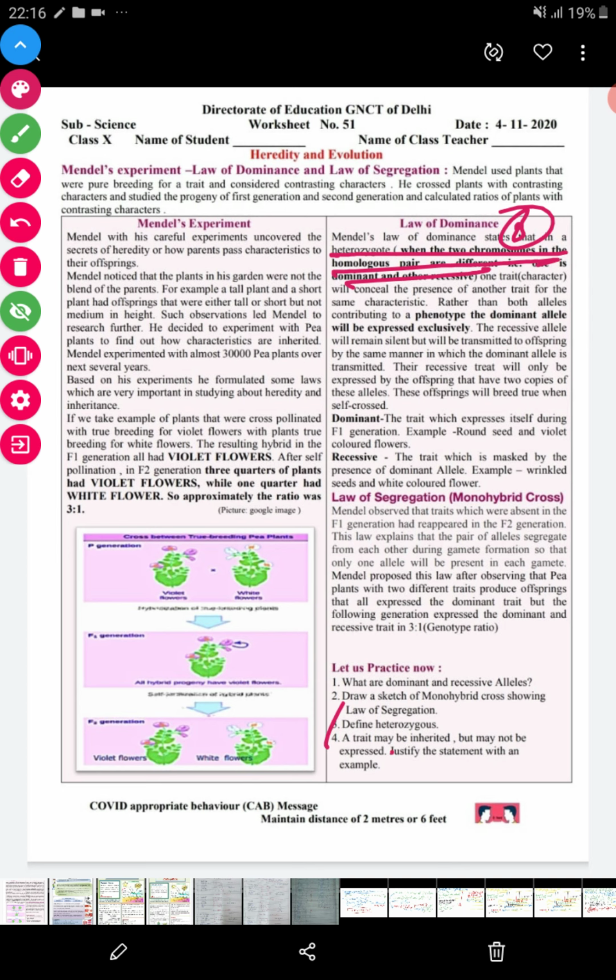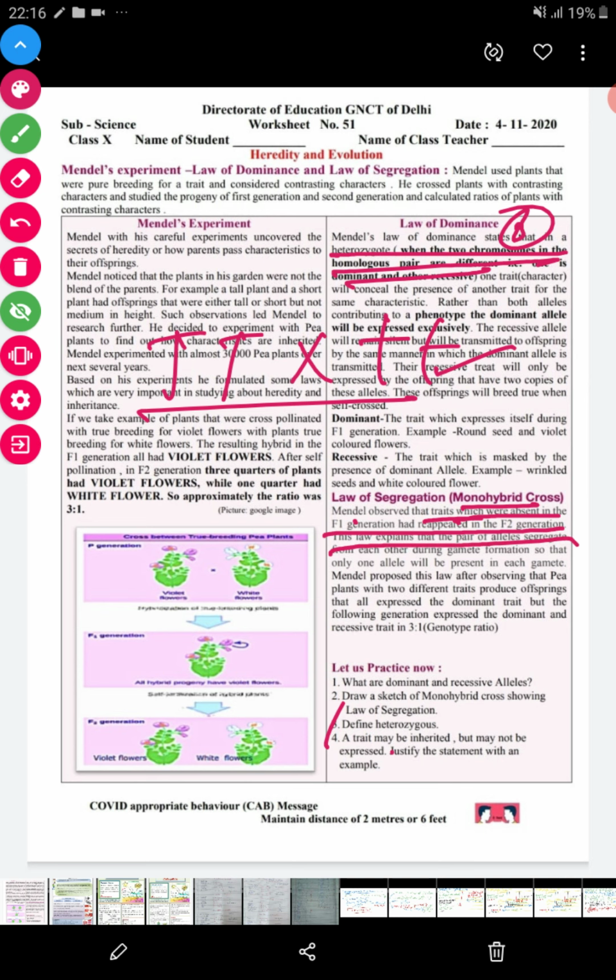You can write the answer from here on the basis of this monohybrid cross and give the example as I told you about this. You can take the example of this, write and answer this question that the trait which was absent in the F1 generation reappeared in the F2 generation. You can write the answer from here, right? This is the answer of your fourth question along with the example of this, or maybe you can give the example of this violet and white colored flower.